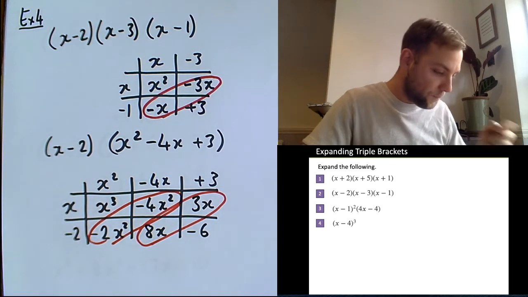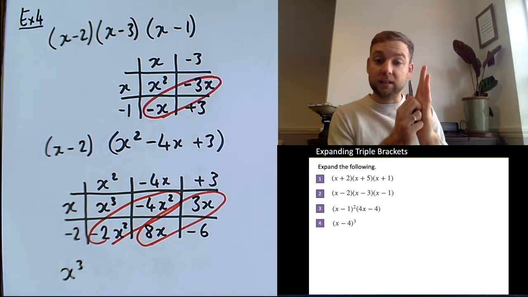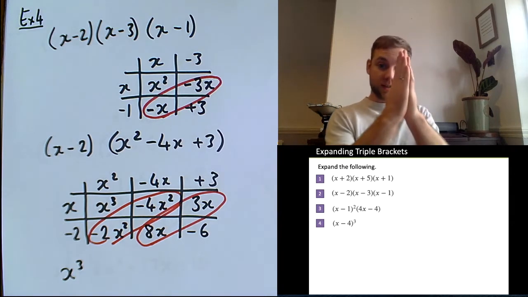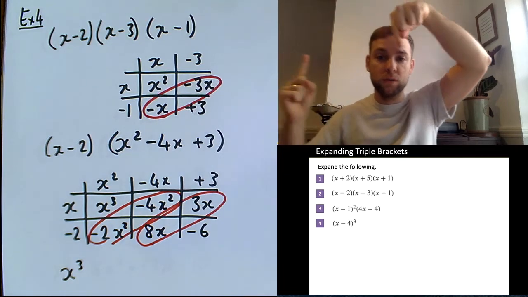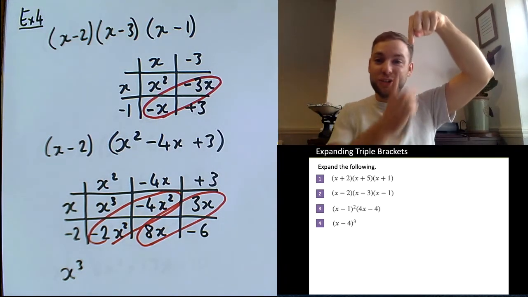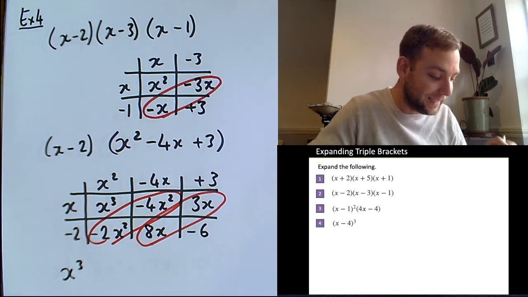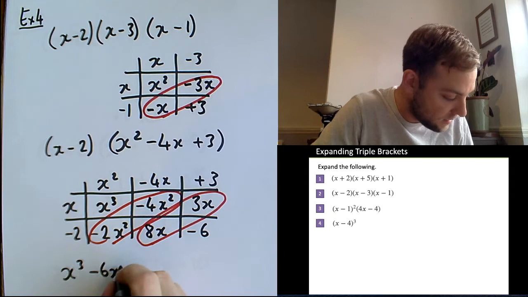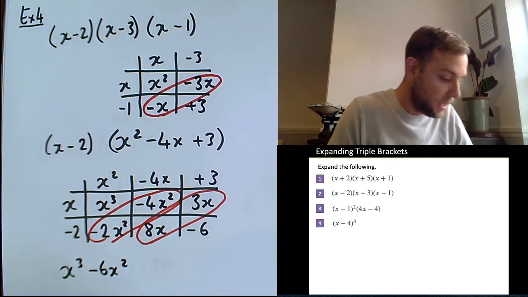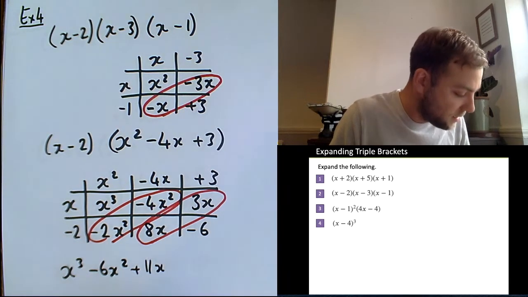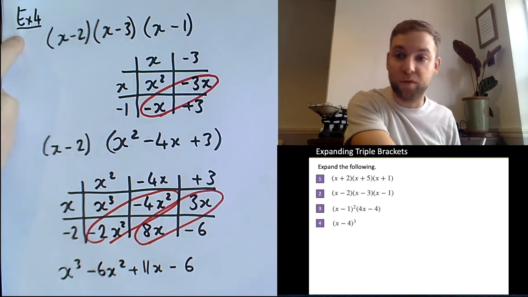So my first one is x cubed. Now remember, where am I starting? What am I doing? Well, I'm starting at minus 2. And then I'm taking away another 4. So, start at minus 2, take away 4 is minus 6x squared. These are both positive, so 8 plus 3 is plus 11x. And then I've got this minus 6 at the end, and that's that one done. So that was example 4.